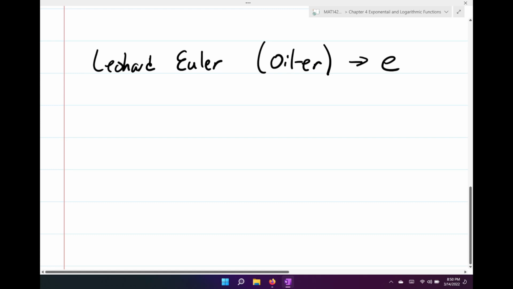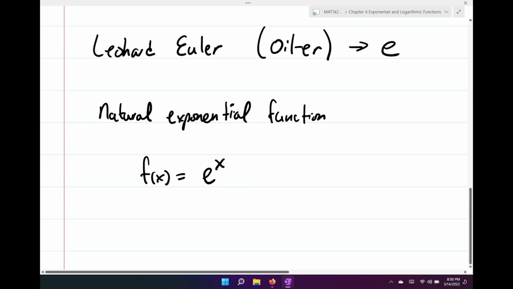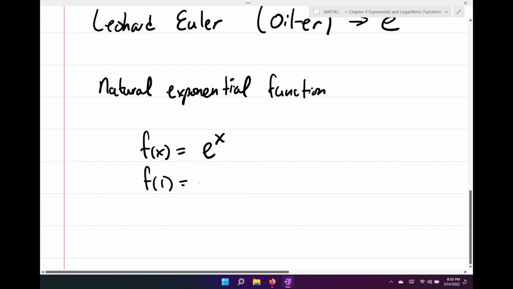Okay. Now a simple definition. The natural exponential function is nothing more than just f of x equals e to the x. In fact, you have this e to the x button on your calculator, and if you were just to evaluate f of 1 in your calculator, you would get approximately 2.7182, and depending upon how many decimal places your calculator will display, that's how many decimal places you will actually get.